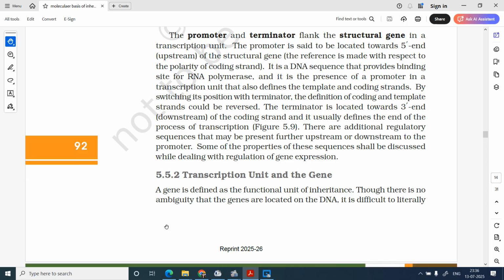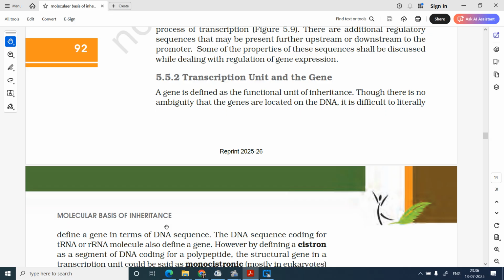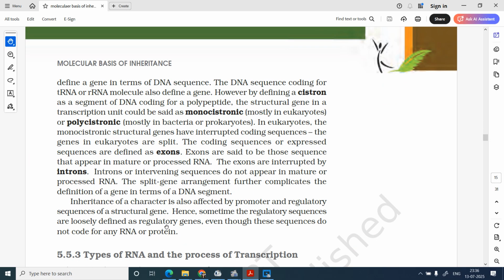5.5.2 Transcription unit and the gene. A gene is defined as the functional unit of inheritance, though there is no ambiguity that the genes are located on the DNA. It is difficult to literally define a gene in terms of DNA sequence. The DNA sequence coding for transfer RNA or rRNA molecules also defines a gene. However, by defining a cistron as a segment of DNA coding for a polypeptide, the structural gene in a transcription unit could be said to be monocistronic, mostly in eukaryotes, or polycistronic, mostly in bacteria or prokaryotes.